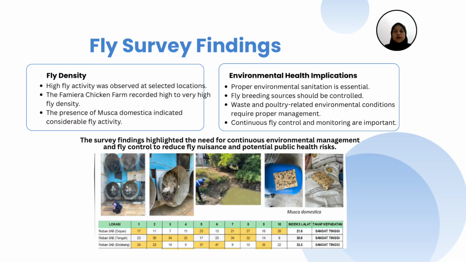Based on the survey findings, fly density at the assessed location ranged from high to very high, particularly at the Famira chicken farm. The presence of Musca domestica and the high fly index indicated considerable fly activity. Therefore, proper environmental sanitation, waste management, and continuous fly control are important to reduce fly breeding and infestation.